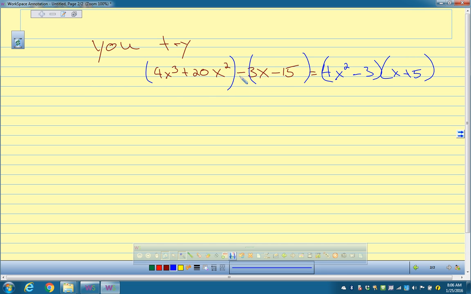And the second two terms. Well, within here, I could pull out a 4x squared, which you guys were right. 4x squared times x plus 5. And notice here's a negative sign.